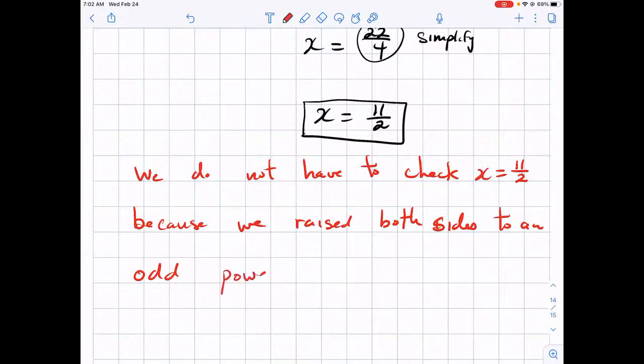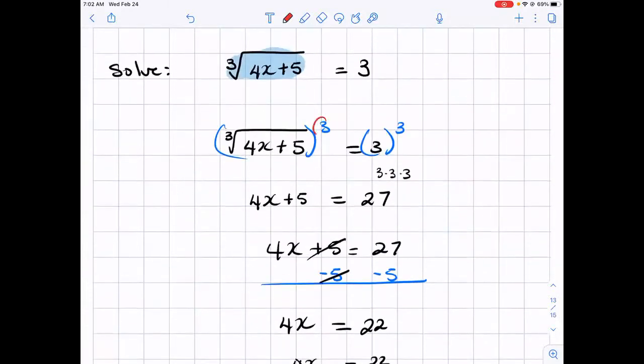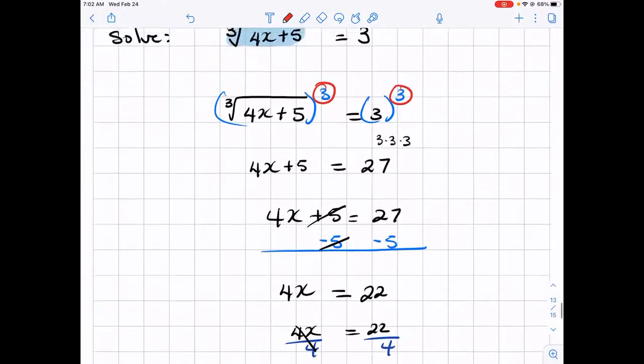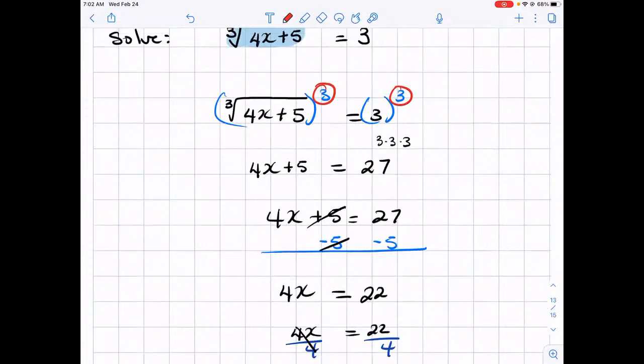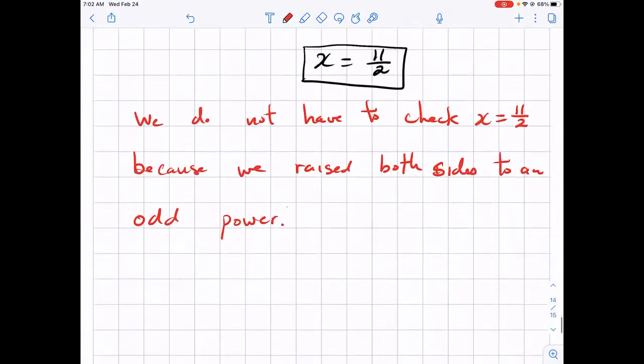So what are we saying here? Well, notice I didn't square it, I cubed it. So we only have to check when we square, or if this was a fourth root and we had to raise to the fourth power, or any even root, that's what we have to check. But it doesn't hurt if you want to check. So you don't have to remember this rule. If you want to check all of your problems, you can do so.